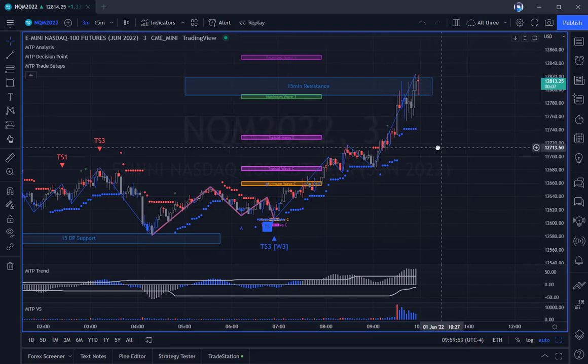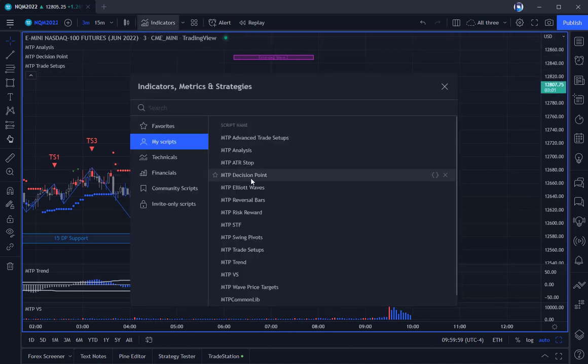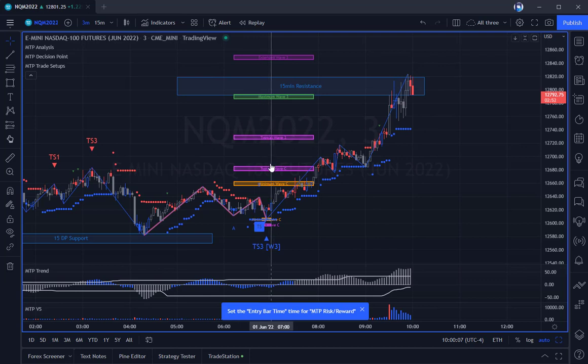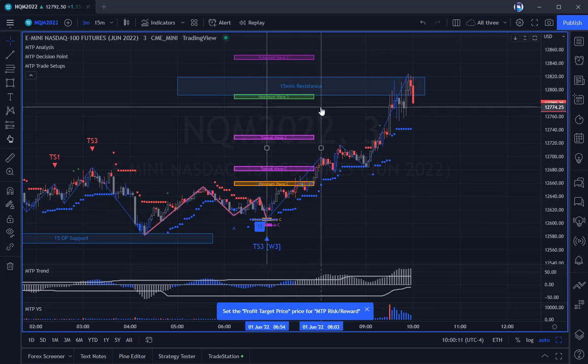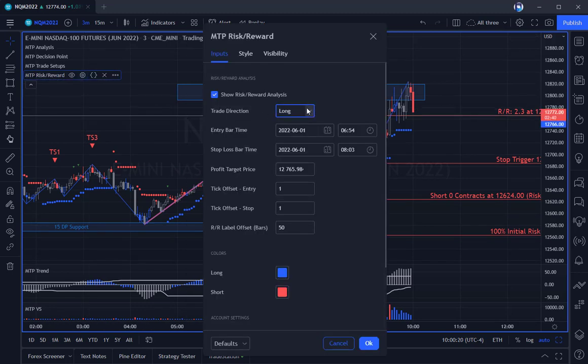And you can see there the market did indeed go up to that 15-minute resistance level. I'm now going to place our manual risk reward level on, script on. So here we can now choose the entry levels. So I'm going to click on the bar of entry, the bar of the stop. I'm then going to place it up here somewhere, the profit target, because it needs to be a long trade setup. Long.